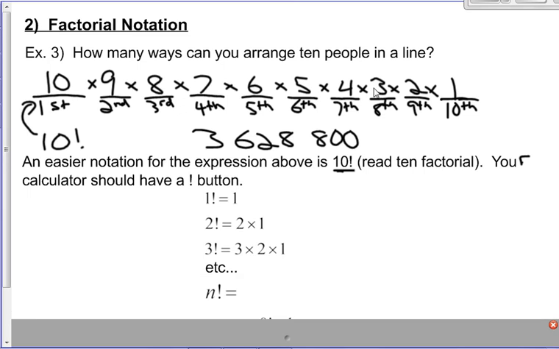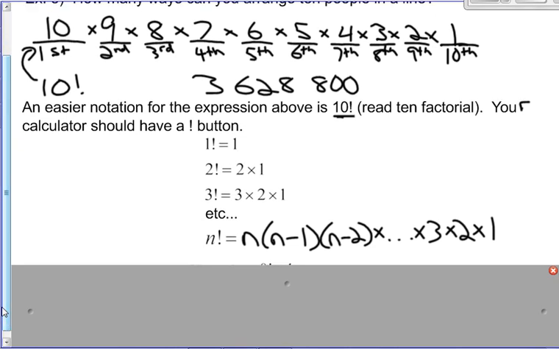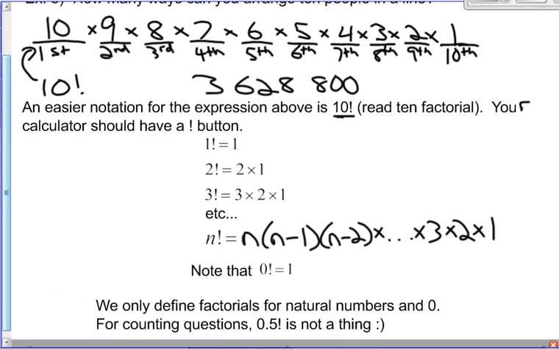Generally, n factorial just means whatever the number n is, times n minus 1, so 1 less, times 1 less than that, times all the way down to 3, 2, 1. Some things we need to note here are that 0 factorial is defined as 1. And we only define factorials for natural numbers and 0. We don't deal with 0.5 factorial. It's not a thing for counting. There is a continuous curve called the gamma function that you could look into, but it is way beyond the scope of this course.